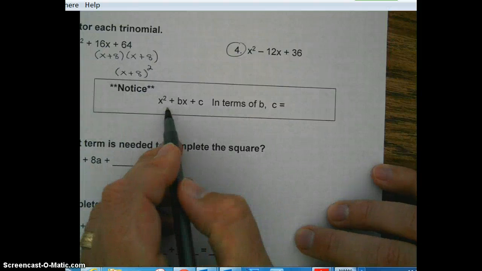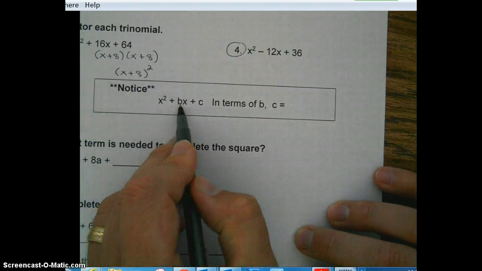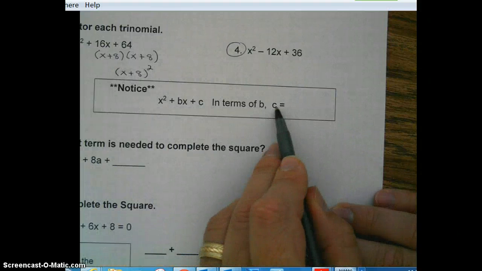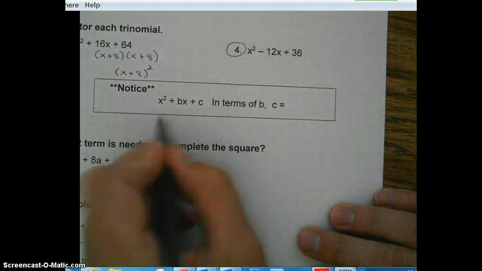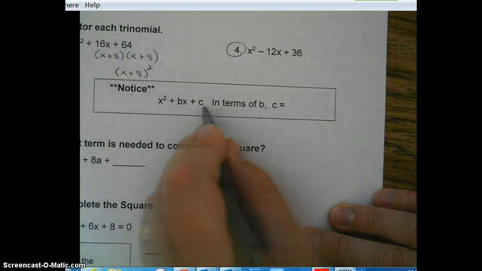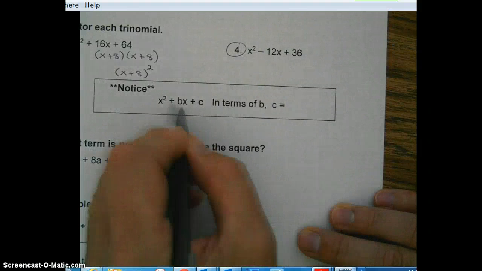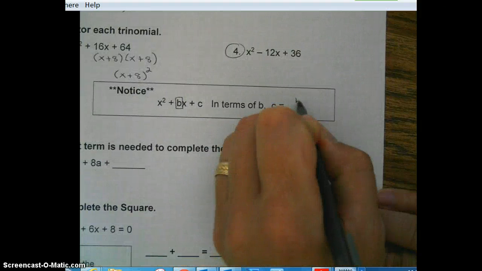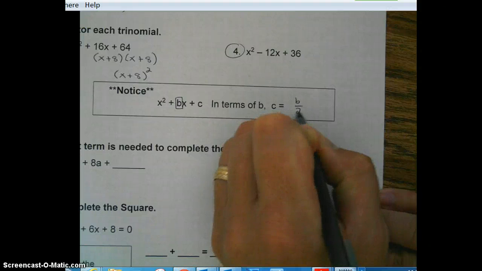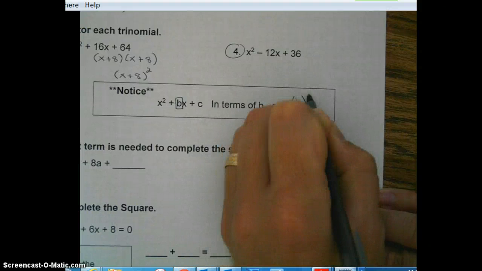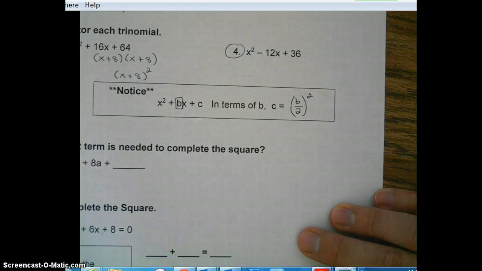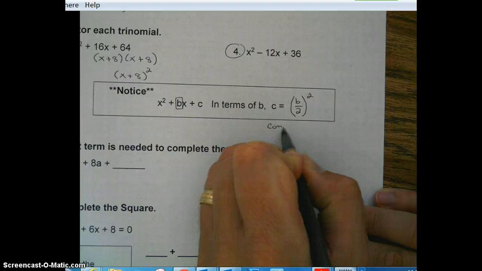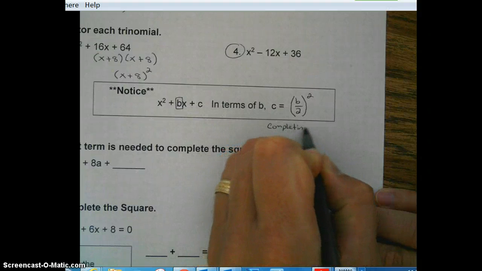Notice x squared plus 4x plus c. We want to determine what c is in terms of b. So basically, to find c, you take the b value, whatever that number is in front of the x, divide by 2, and then you take that quantity and you square it. It's called completing the square.